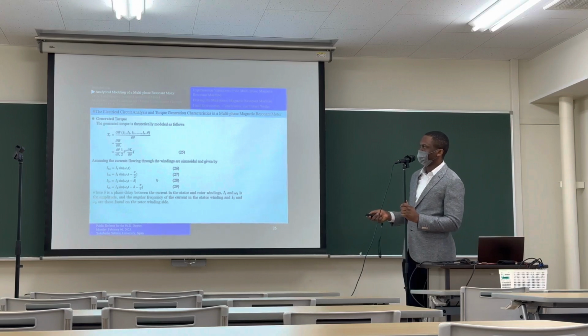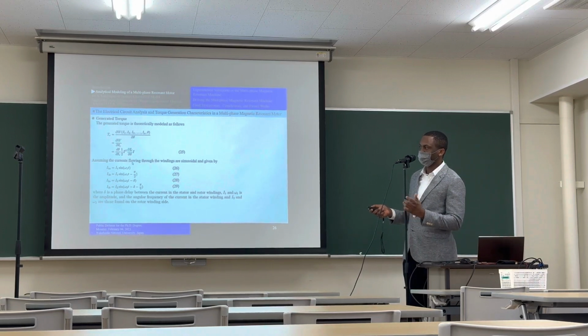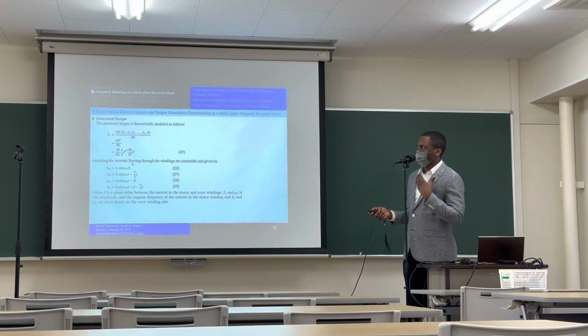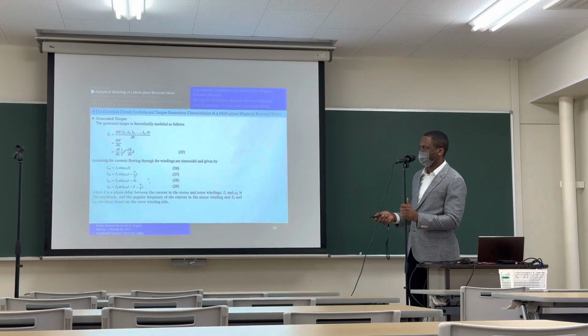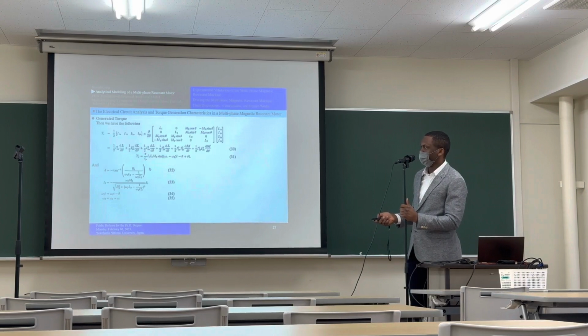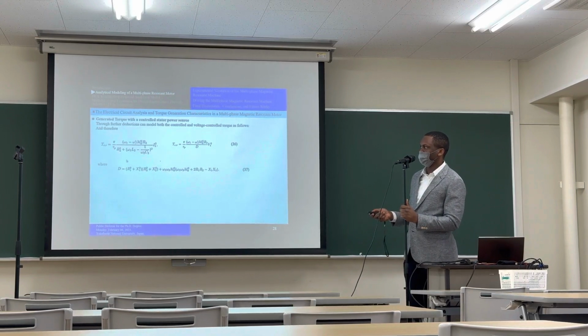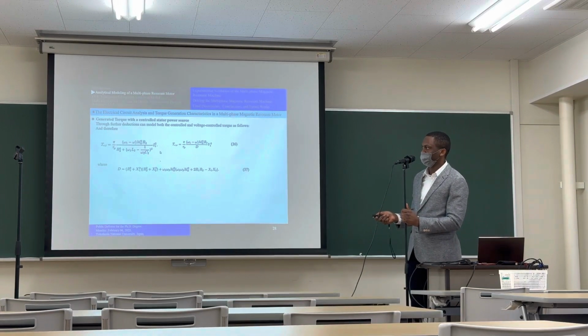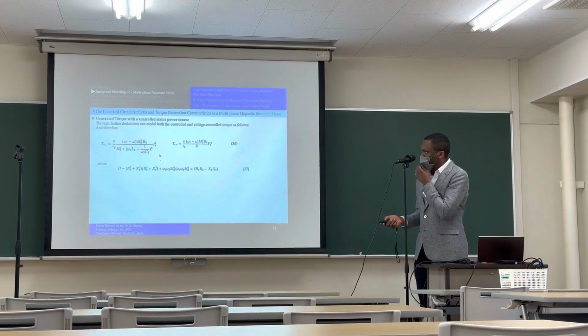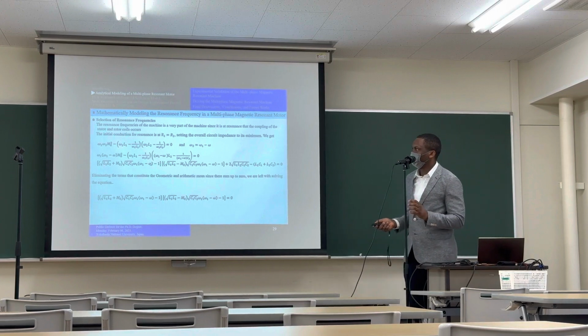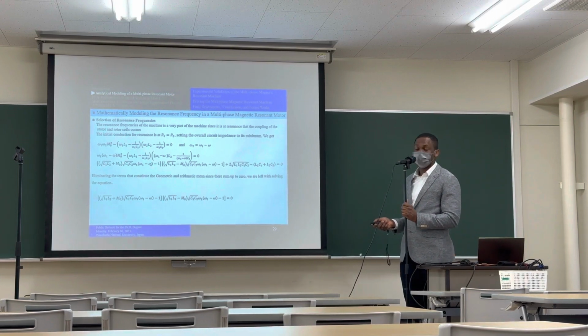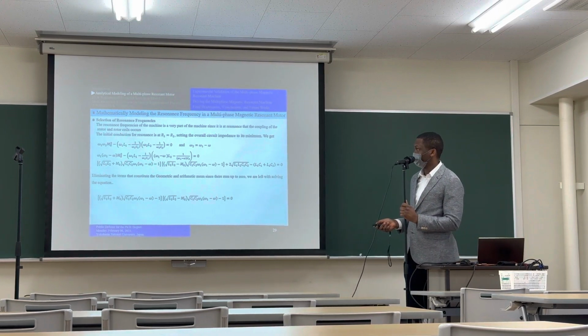The next stage is to develop analytically a torque model. We want to describe analytically how the torque of this machine behaves and do further analysis. If we do that, we can describe a torque model that is voltage controlled and current controlled for the machine. And then we try to develop a resonance frequency model of the machine.